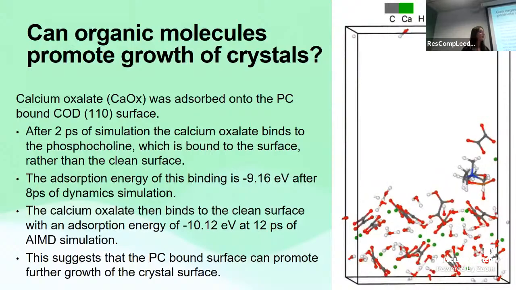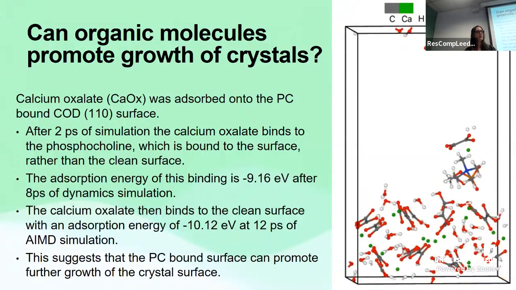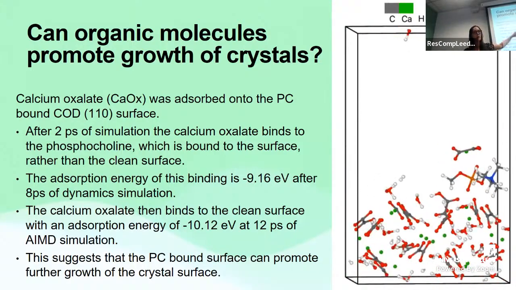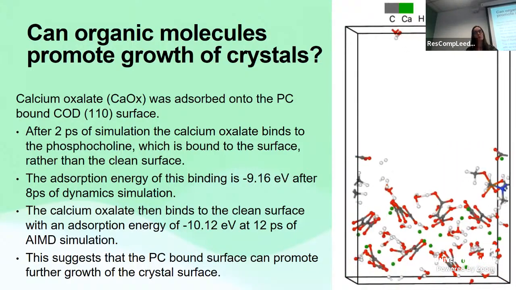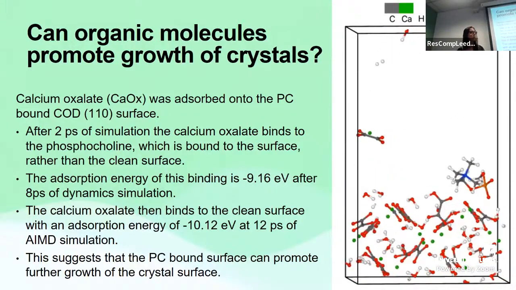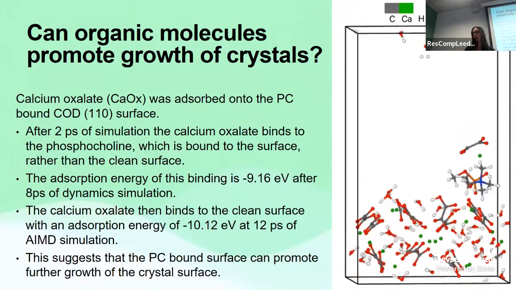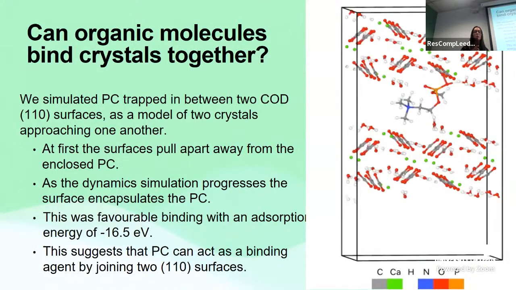And this bound with a formation energy of -10 electron volts, which was much more negative than when we just absorbed the calcium oxalate onto the absorbate-free surface, which is -7 electron volts. So that shows that the phosphocholine could actually encourage growth, because this is more favorable than the free scenario before. Then we saw in the earlier images the fact that the organic is in between two layers of inorganic crystals. So we thought, could the phosphocholine head group actually cause these two crystals to bind together?